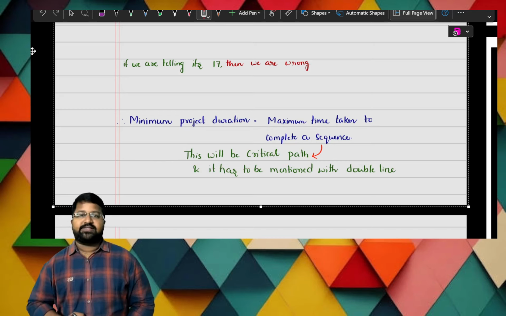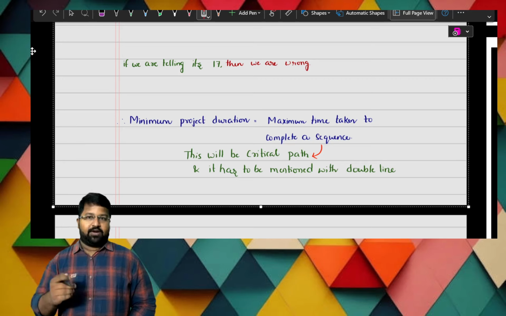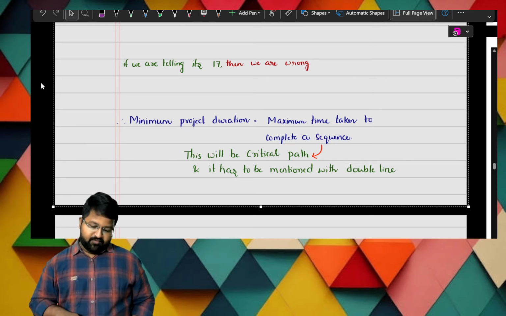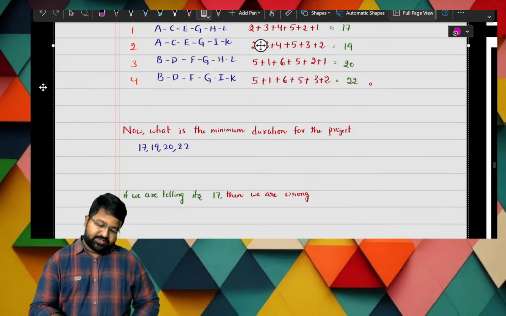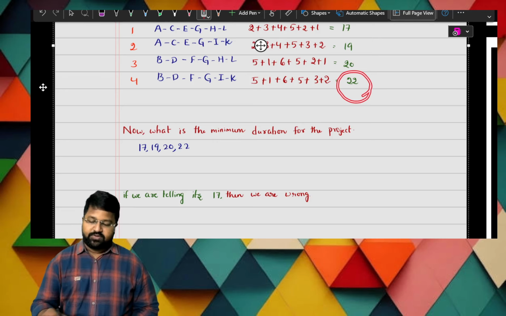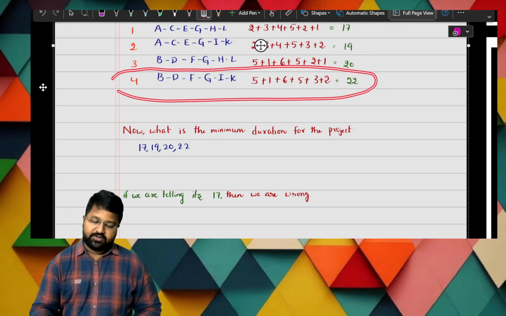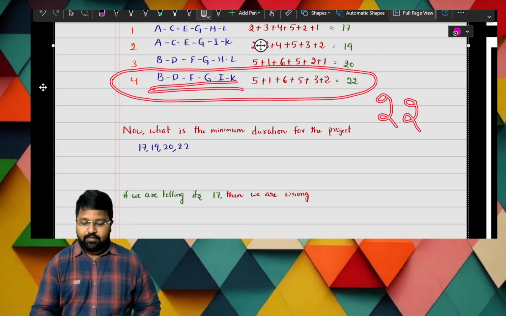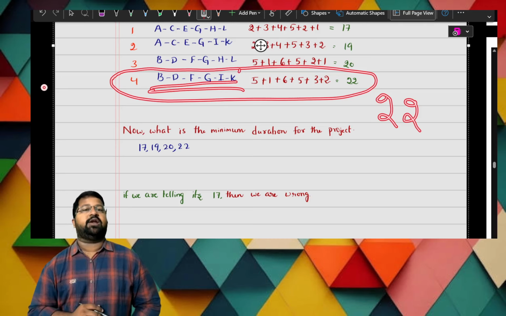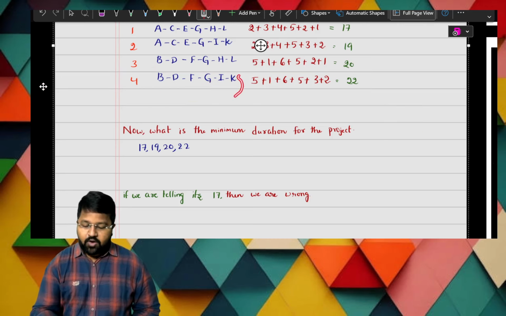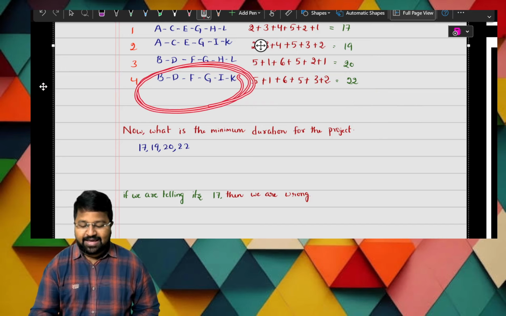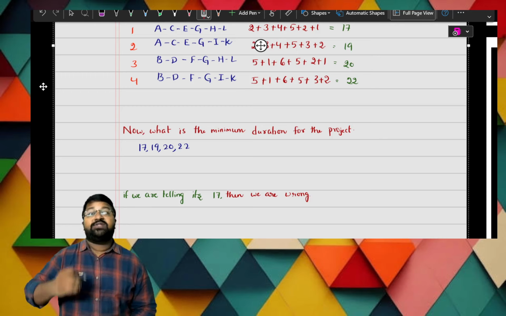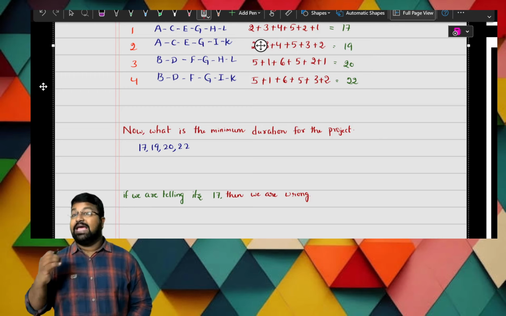Why is it critical, sir? If you alter or delay any one of the activities on that path, for example, in our case, 22 is the maximum duration, so this will be the project duration, and this is the critical path. Why is it called the critical path? Because if you delay any activity among these activities, the project will get delayed. You should not delay any activity of this path.